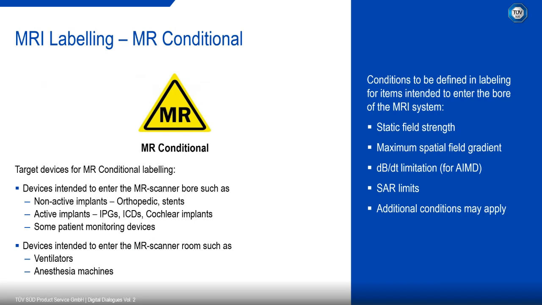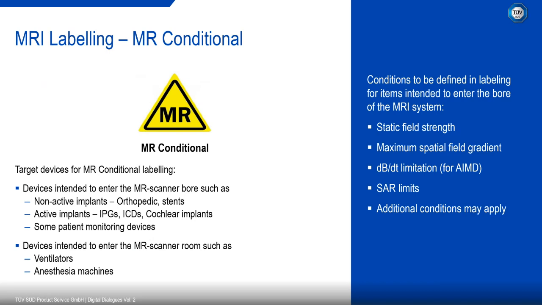The target devices for MR conditional labeling are devices intended to enter the MRI scanner bore, such as non-active implants, orthopedics, stents, active implants, IPGs, ICDs, cochlear implants, some patient monitoring devices, and devices intended to enter the MRI scanner room, such as ventilators and anesthesia machines.